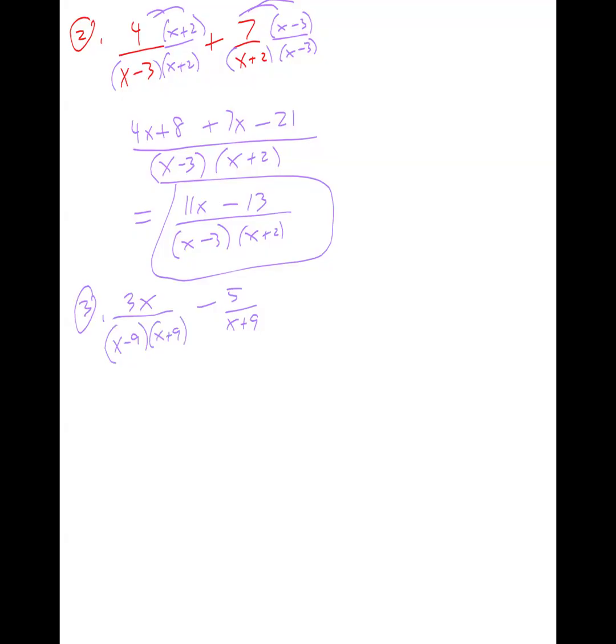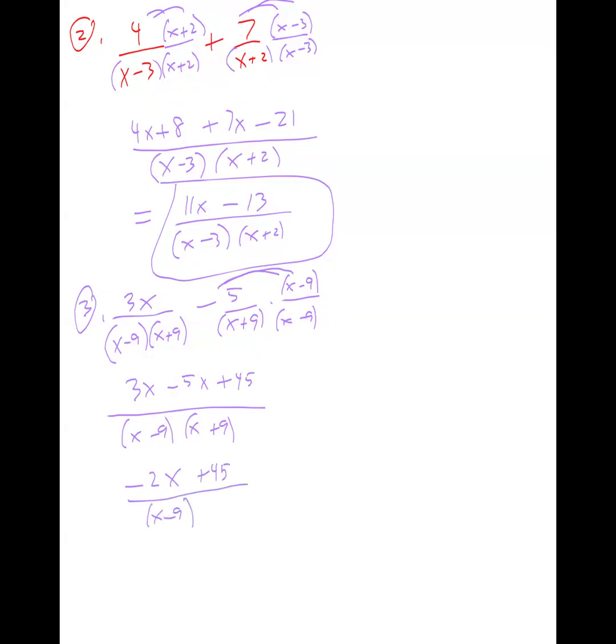The other fraction, if we play the jealousy game, it's going to be jealous of the x minus 9. So we're going to multiply at the top and bottom by the x minus 9. Now we're going to join them together into one denominator of x minus 9 and x plus 9. And then we're going to add and distribute the top. So we have 3x. We have negative 5 times x is negative 5x. Negative 5 times negative 9 is positive 45. Then combine the like terms. So it equals negative 2x plus 45 all over x minus 9 times x plus 9.